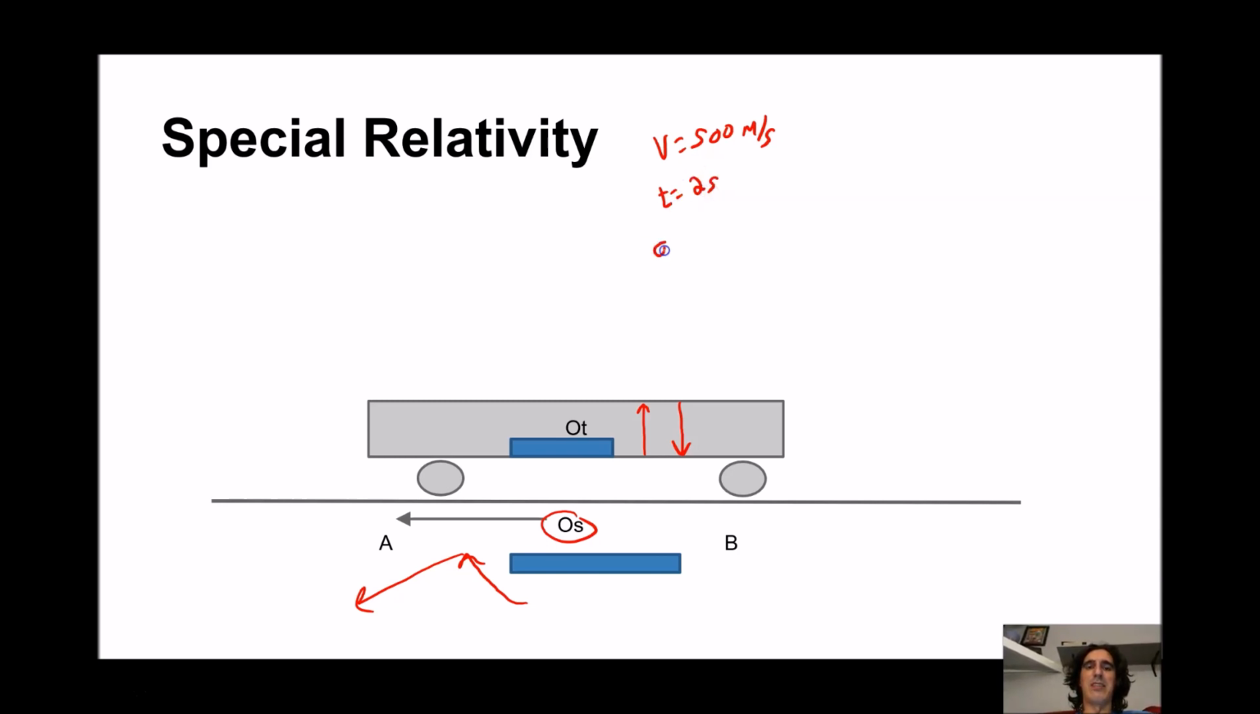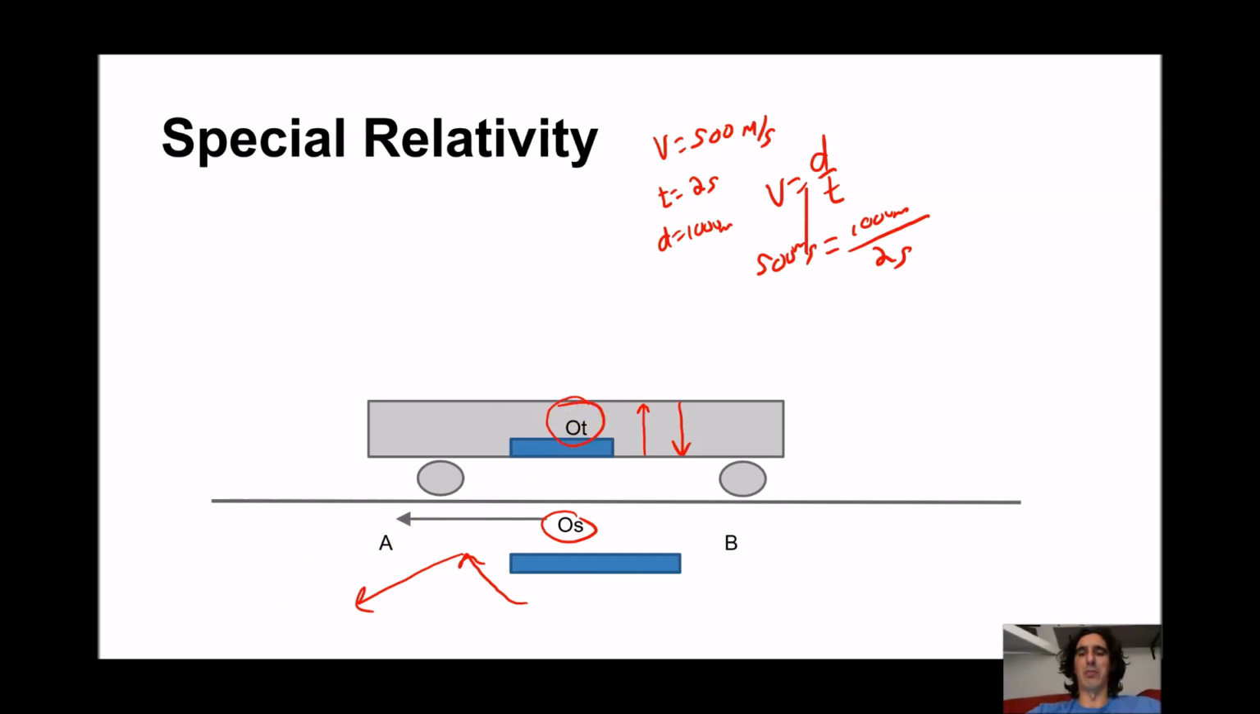And we'll say that the distance the train travels is 1,000 meters. So if we just use v equals d over t, we get 500 meters per second is equal to 1,000 meters over 2 seconds. That is what it looks like is happening to the person moving to the left, from the person's perspective on the train.